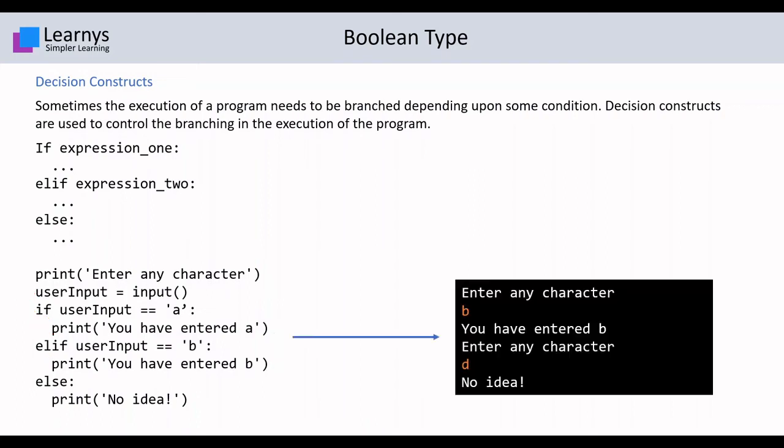When we run this, and let's say the user entered B, so this first condition will be false. It will go into the elif block and this condition will be true and it will print you have entered B, just like over here. In another case we are running and it is saying option D has been inputted, then in that case both the conditions will be false and it will print the else block, that is no idea.